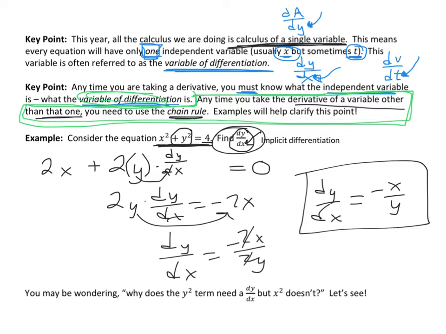Okay. Now, some of you may be wondering, and I've taught this lesson enough times to know a lot of people ask this question, you may be wondering, why does the y squared term need a dy dx, but the x squared term doesn't?